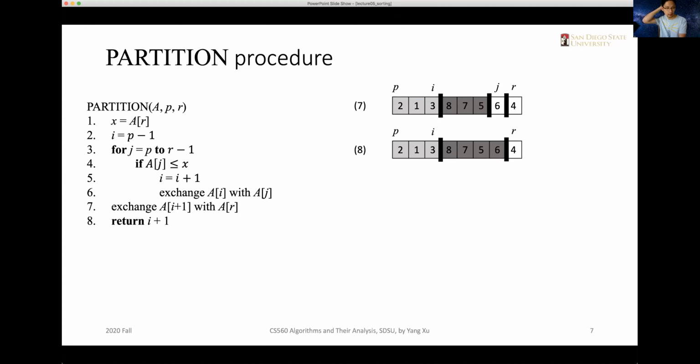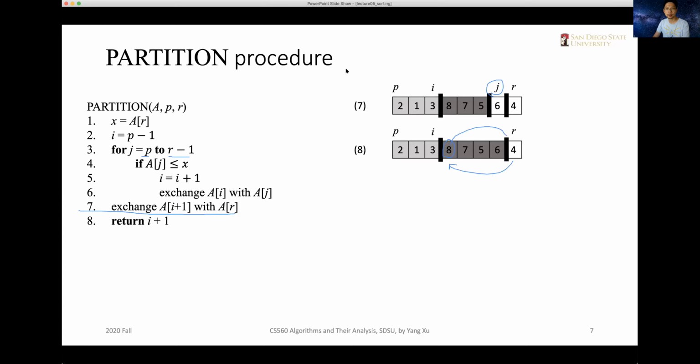Okay, so now we are going to the end, because after J hits R minus 1, we are done with the for loop. The range of the for loop iteration is from P to R minus 1. Okay, and then line 7 will be executed, which is to switch the pivot with the current element at I plus 1.